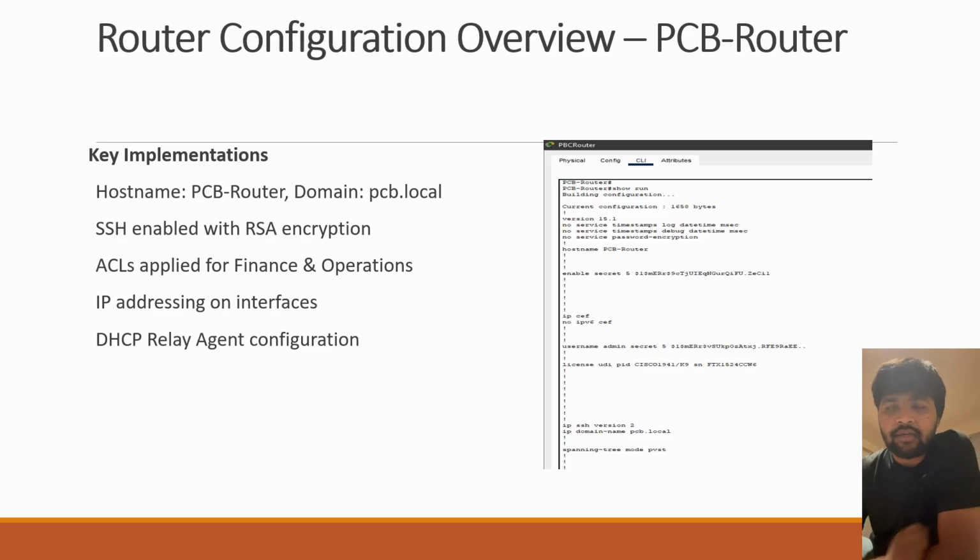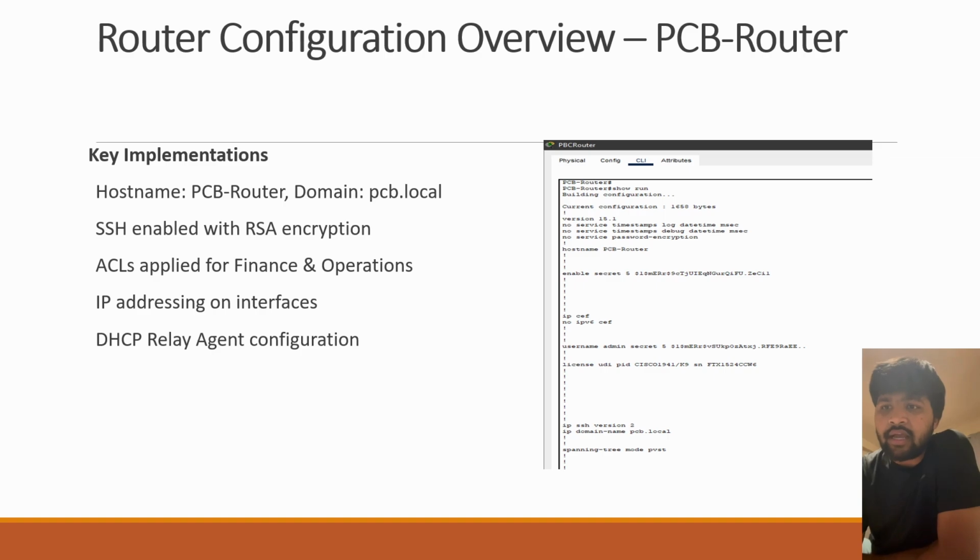So let's start. Slide 7, Router Configuration Overview, PCB Router. Here are the key configurations on the PCB router. We set the hostname to PCB-Router and the domain name to pcb.local for consistency. Console access is protected by the secret class and user admin with a strong password.